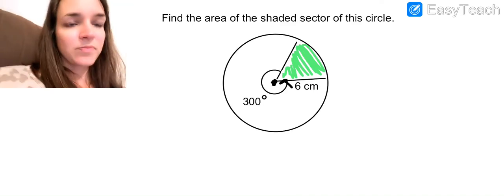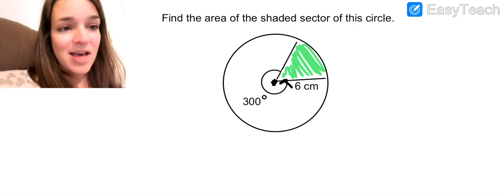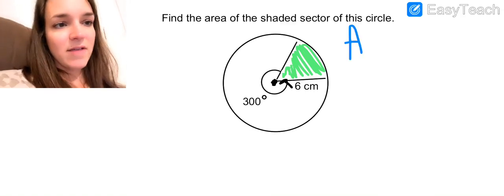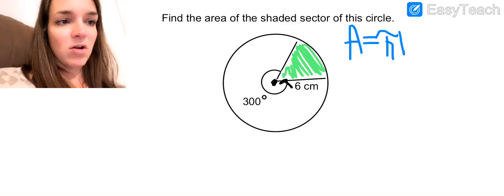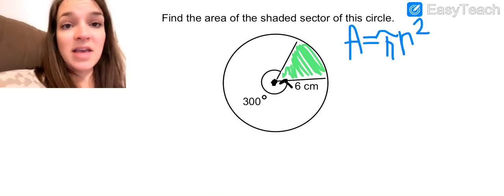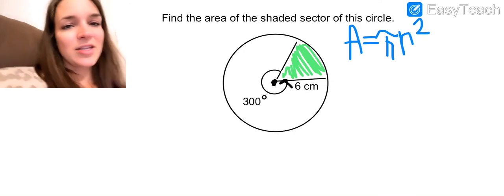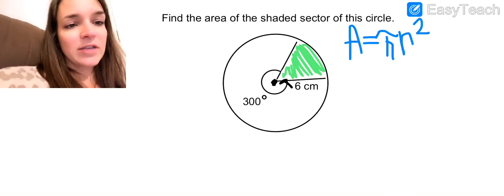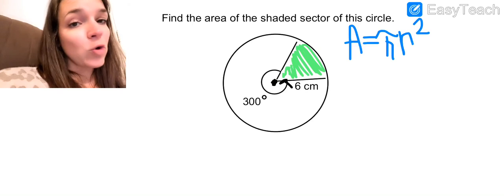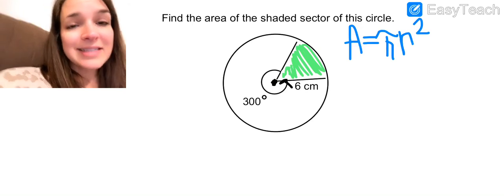Okay, so to find the area, we've already talked about area of a circle being pi r squared. If nothing else, you guys should know these formulas by the end of this because we're just going to keep repeating them. So pi r squared is the area of a circle, but we are not talking about the whole circle here. We're only talking about this section.